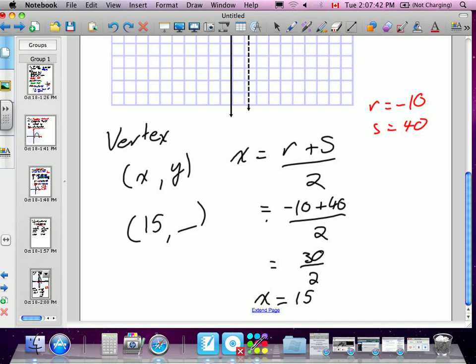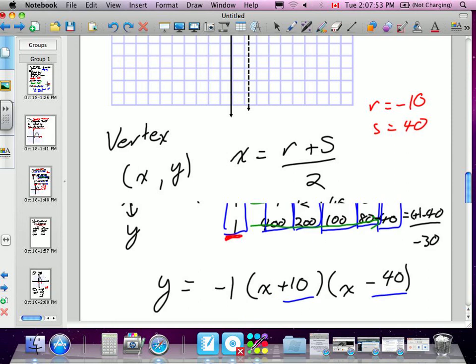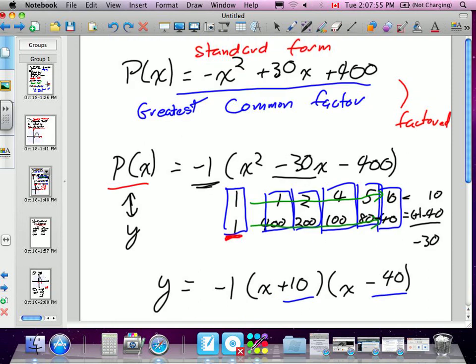So, in order to find the y value, I'm going to take my x value, which is 15, and plug it into either the standard form or the factored form of this equation. Either one will work, and I'm going to show you that either will work. We'll go back to our page. We'll do it on another page.